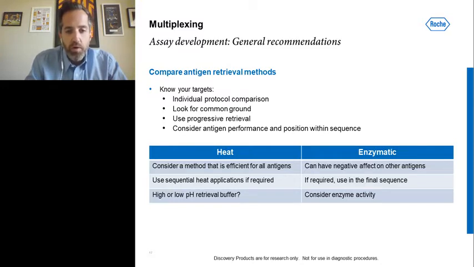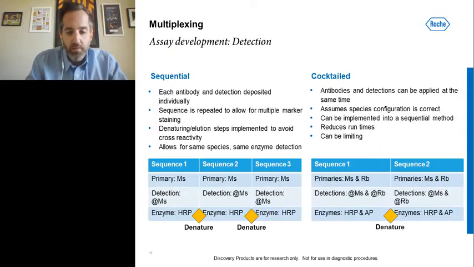Enzymatic retrieval can be a little bit problematic because it can have a negative effect on other targets within the tissue. So in this case, if you do have to use an enzyme, we always recommend using that in the final sequence, so you're not going to affect any of the other markers within that particular multiplex assay.